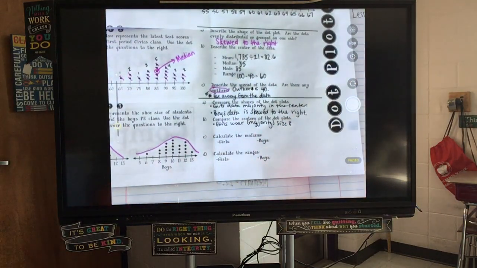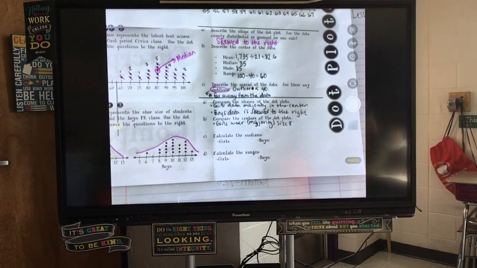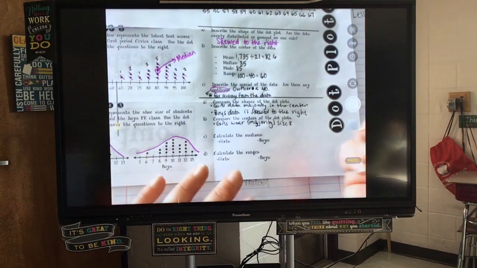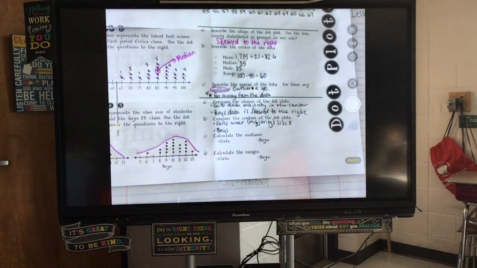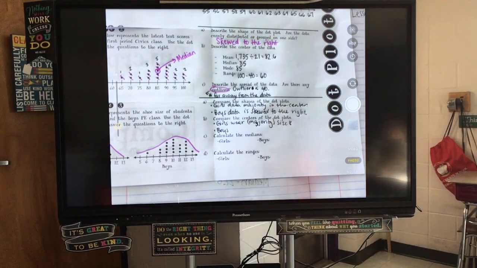What do we notice about the boys? They wear size 10s. The majority of the data wears the size 10? That is one of the largest numbers that they have. But look at our data compared to the girls' data. The boys' data is a lot more even, isn't it? Between 9, 10, and 12, there's only 1 dot difference, right? So the majority of the boys' data is, we could just say, a bigger shoe size.